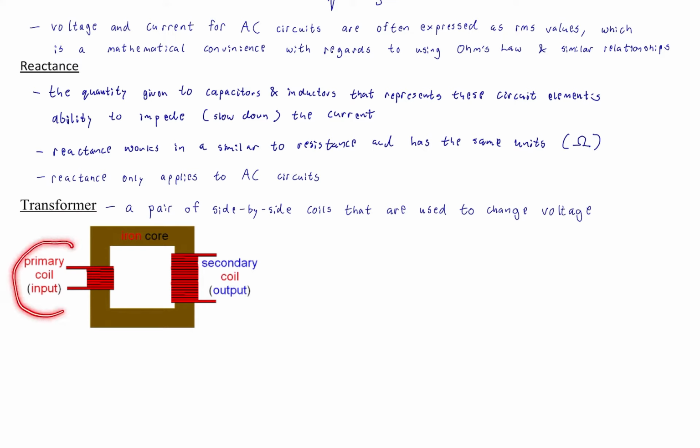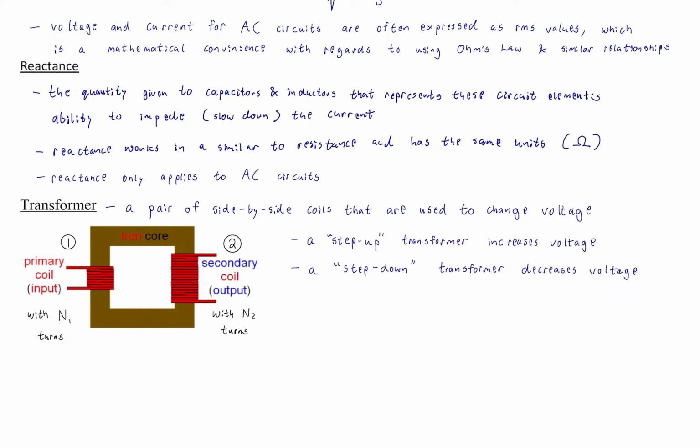There's always a primary coil, which is the input, and a secondary coil, which is the output, okay? And I call these 1 and 2. These are the subscripts that show up in the equations. So the primary coil has N1 turns. The secondary coil has N2 turns. If you want the transformer to do something, N1 does not equal N2. That's the whole point, okay? A step-up transformer increases voltage. A step-down transformer decreases voltage.